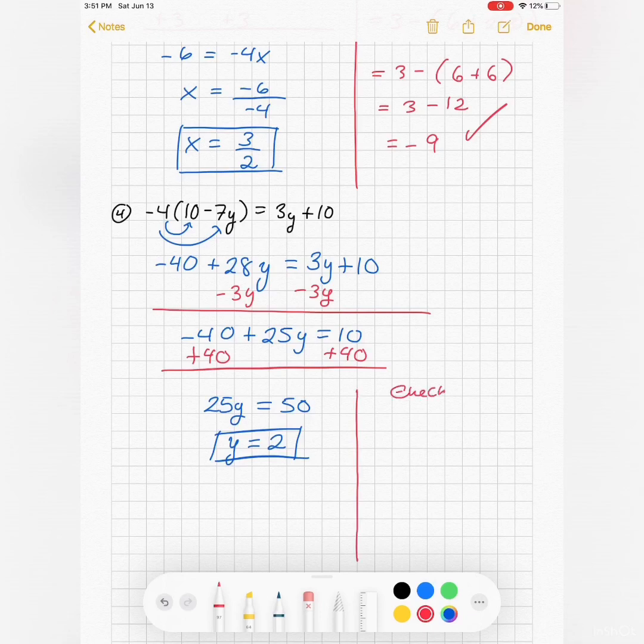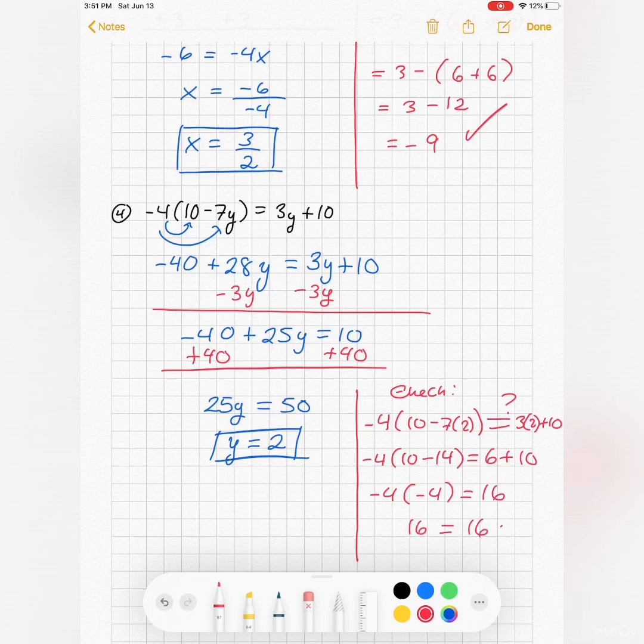How do you check that? Well, if I go back to the original equation, let's plug that in on both sides. Oh, I get a true statement. Checks.